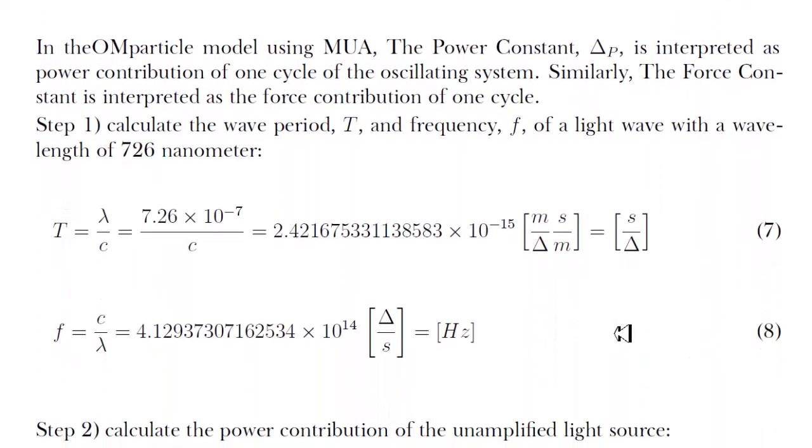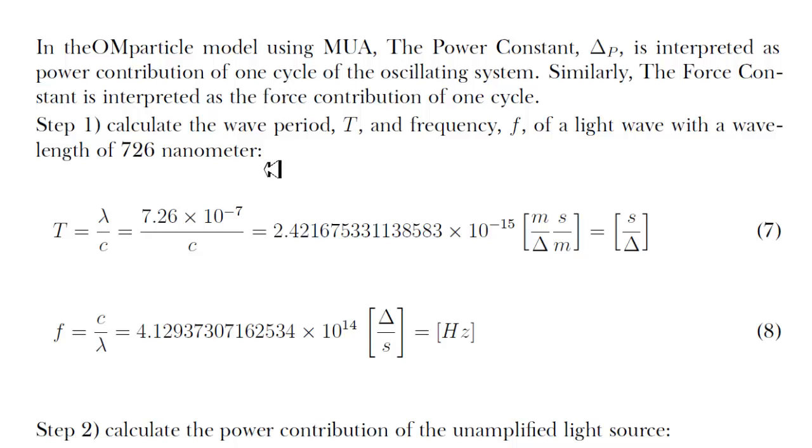Okay, so in the Ohm particle model using modified unit analysis, the power constant delta P is interpreted as the power contribution of one cycle, of one photon, of the oscillating system. Okay, so this can be a traveling wave, this can be a standing wave, as in the soliton model, and so this is the power contribution of one photon. So similarly, the force constant is interpreted as the force contribution of one cycle, or one photon. So that corresponds to one cycle, one period, one wavelength, one oscillation, one photon.